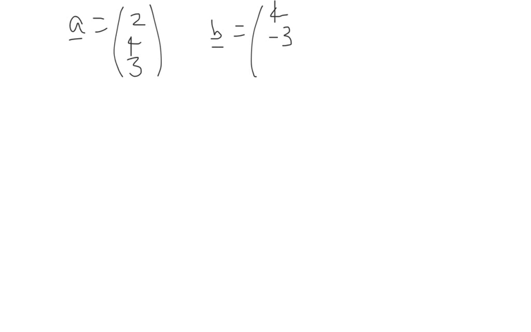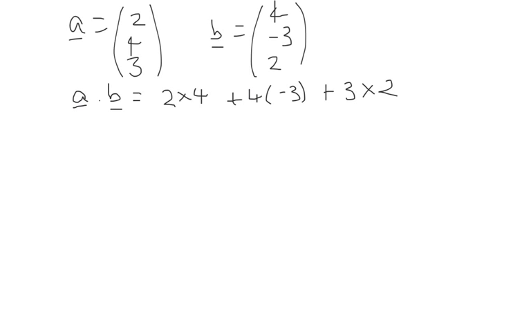For example, we find the angle between A and B. A is 2, 4, 3, and B is 4, negative 3, 2. We can take it in stages and work out A dot B. A dot B is 2 times 4 plus 4 times negative 3 plus 3 times 2. This number is 8 subtract 12 add 6, which equals 2.